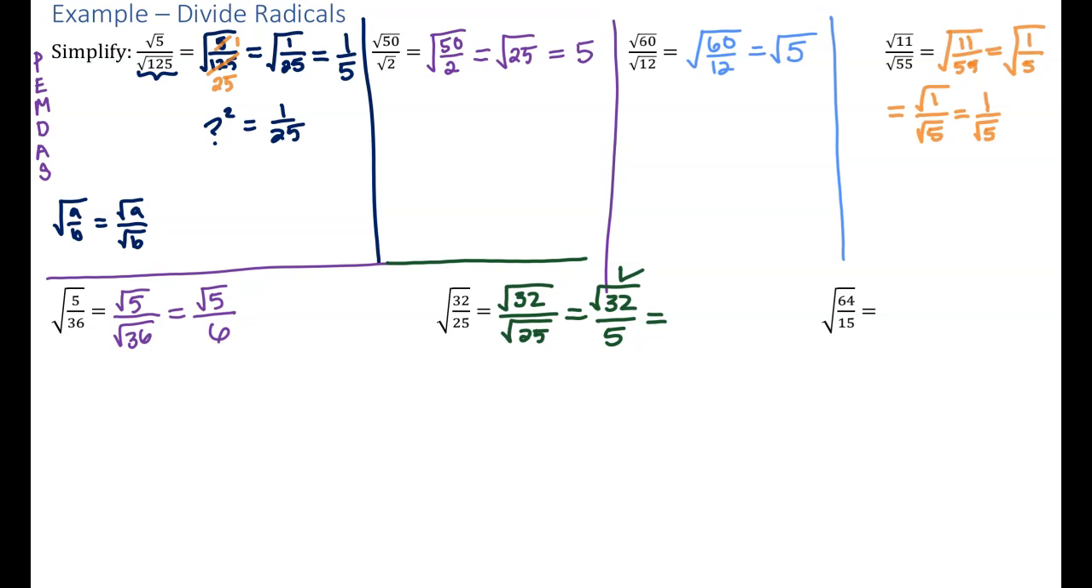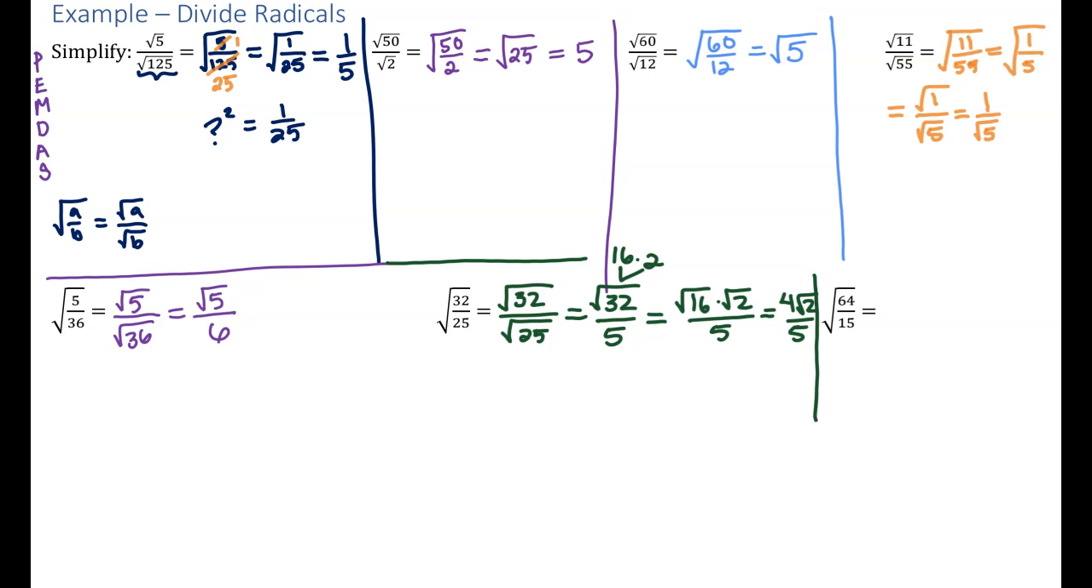So I'm going to think about that. And as usual, you can make your entire factor tree if you're having a hard time spotting it. But I'm spotting it here. So I'm going to say 32 is 16 times 2, and 16 is a perfect square. So I'll split that into root 16 times root 2. And root 16 is 4, so I can break this down to 4 root 2 over 5.